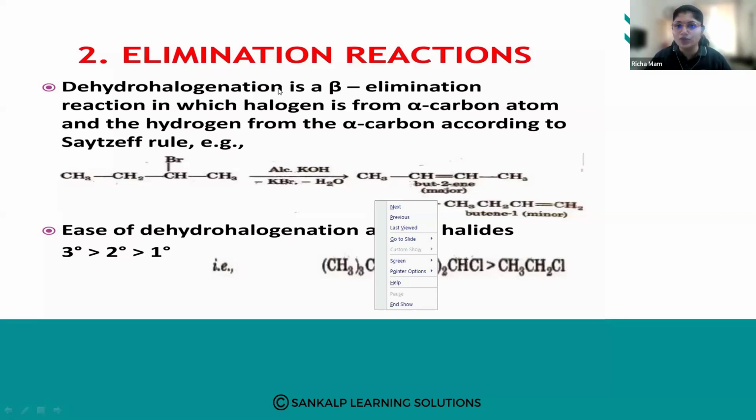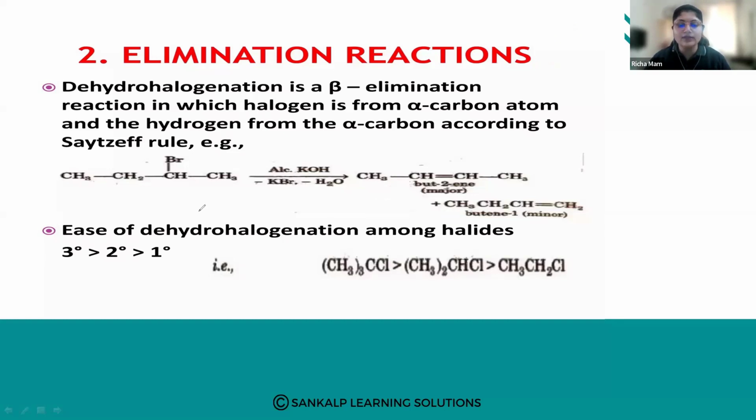I have told you what all the important things are, and all the important things we have discussed. Then we studied the stereochemical aspects of how the SN1 mechanism undergoes, as well as the SN2 mechanism.